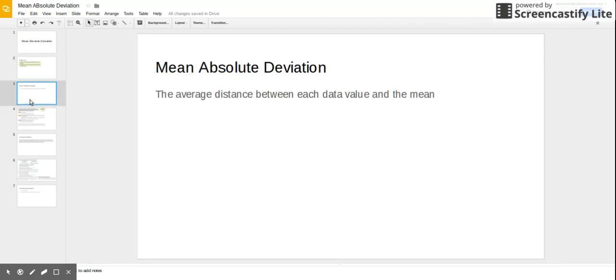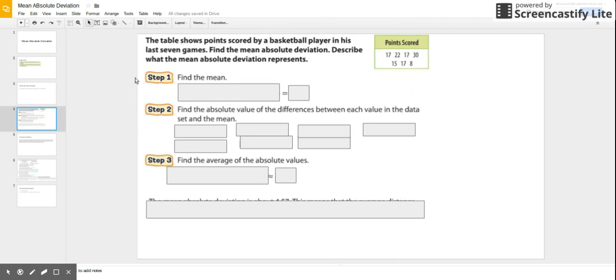So let's start with what mean absolute deviation is. It's the average distance between each data value and the mean. In other words, you find the mean first, and then you take the distance between each number in the set and the mean, and then from there you find the average. Okay, so let's see it actually in an example.